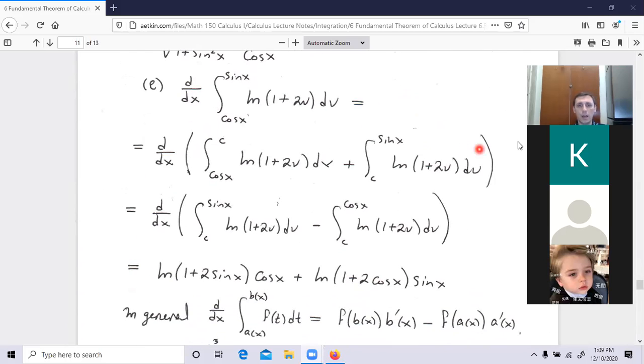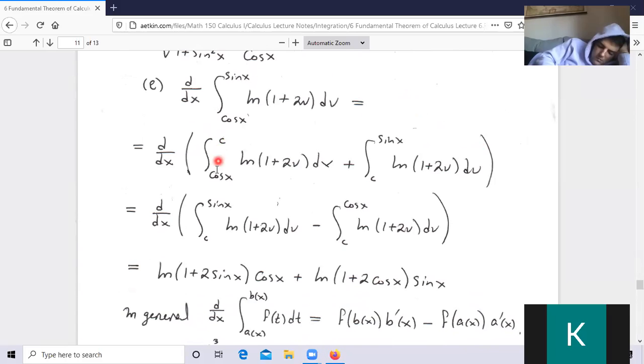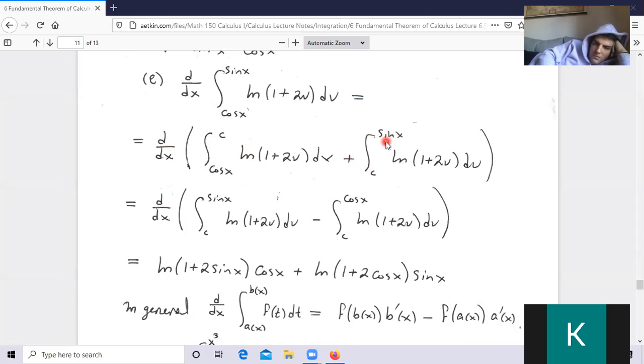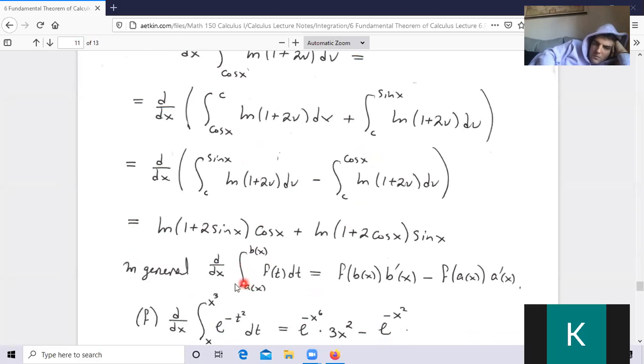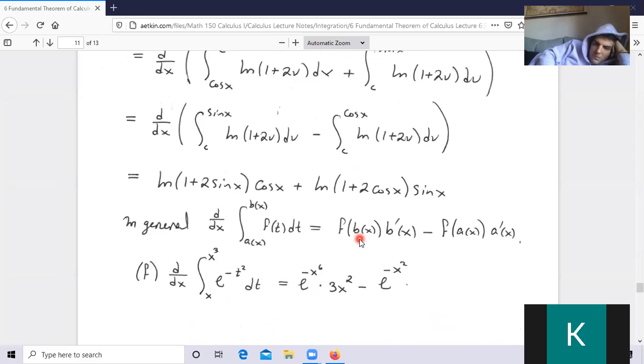What can you do? I think I mentioned that you can introduce a constant in between. It can be in between cosine and sine, but it can be anywhere. Any constant works. You can break the integral by a constant. So it's the derivative of the integral from cosine to the constant plus constant to sine. And when you take the derivative, the lower part becomes negative. This part becomes positive. So this is the general situation. If you have the derivative from a(x) to b(x) of f, it's f evaluated at the top function times the derivative of the top function minus f evaluated at the bottom function times the derivative of the bottom function. That's clear when you just think about it a little bit.